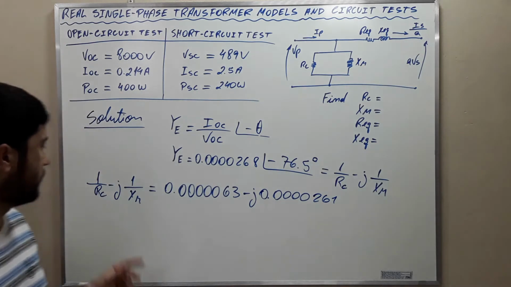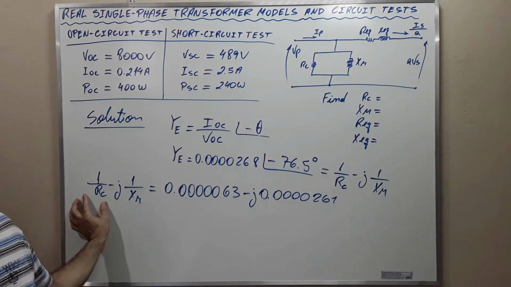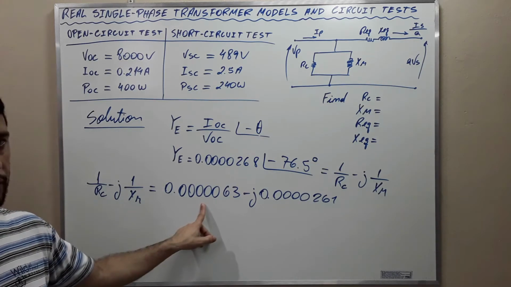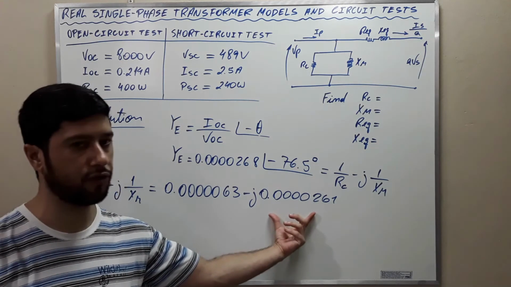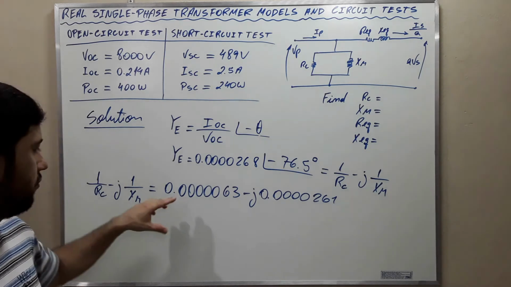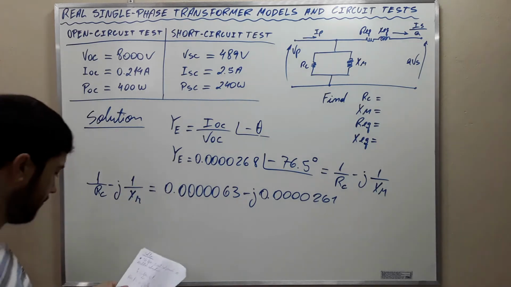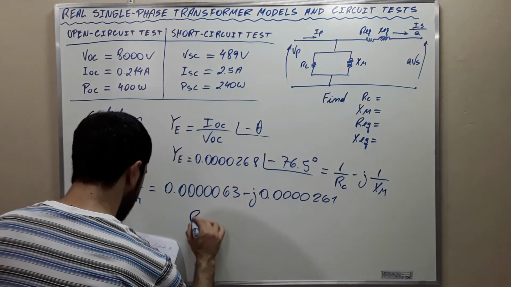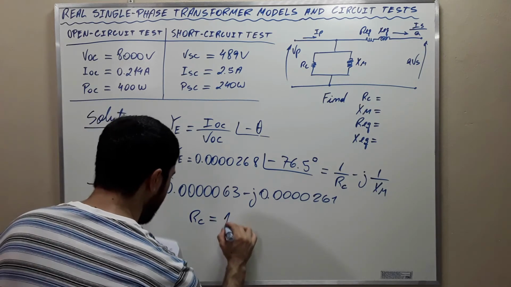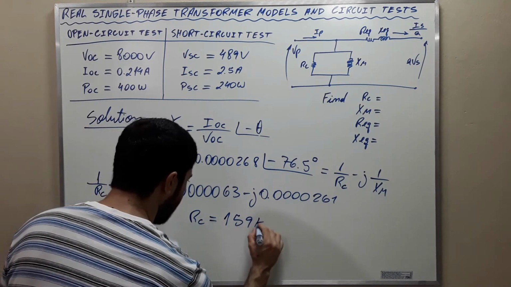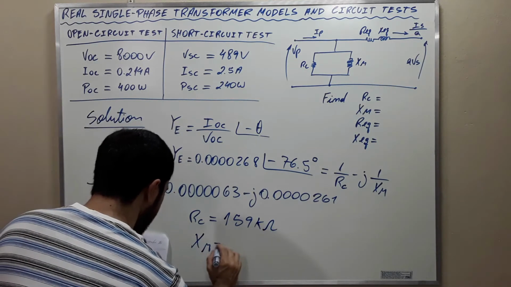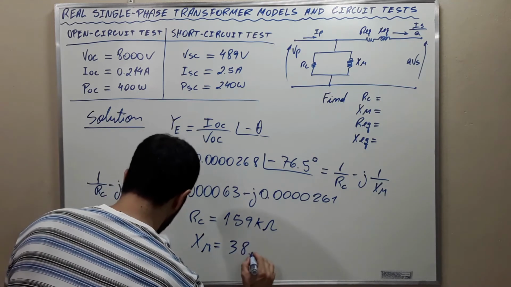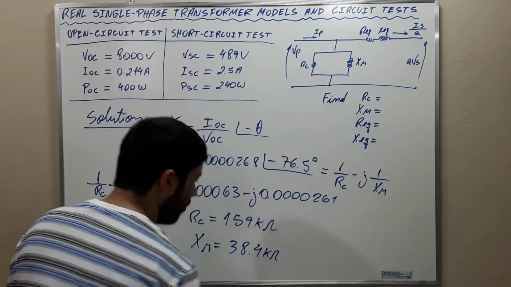And then 1 over RC is equal to this. And minus J 1 over XM is equal to this. And if we invert this, we get RC equal to 159 kilo ohms and XM equal to 38.4 kilo ohms.